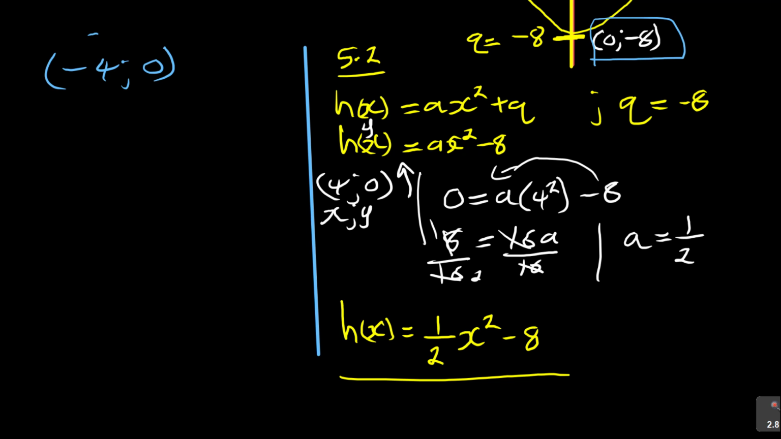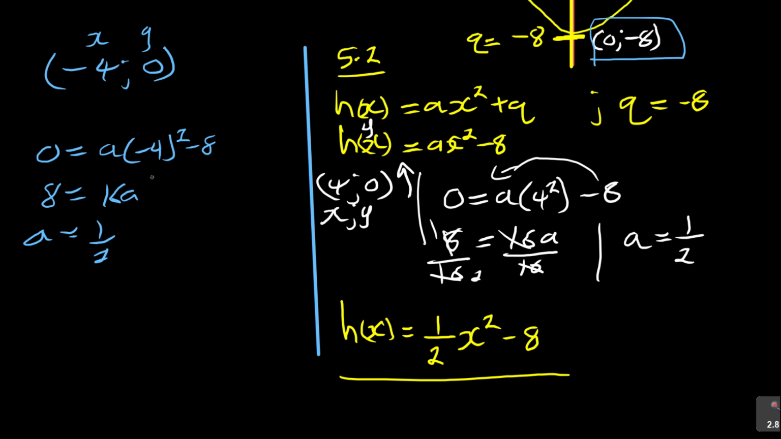So this is your x, this is your y. So we've got h of x, which is equal to a, then minus 4 squared, you see that, minus 8. Then we've got 8 is equal to 16a, and a is equal to 1 over 2. Why? Minus 4 squared is 16. So the answer was going to be the same.